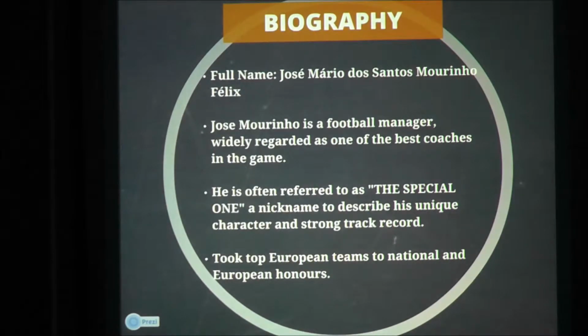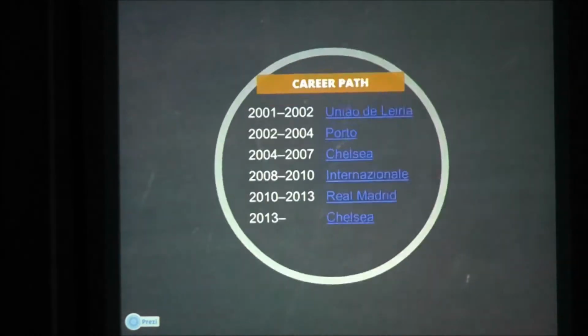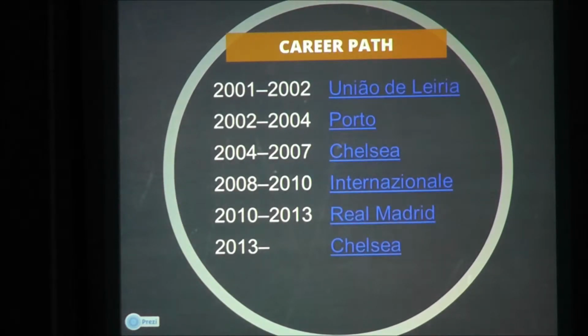So this is a brief background of Jose Mourinho. His full name is Jose Mourinho dos Santos. Mourinho is basically a football manager and also regarded as one of the best in the world. He took a lot of European teams to the Champions League, to the League Cup. This is Jose Mourinho's past goals and the years he started and ended at different clubs.